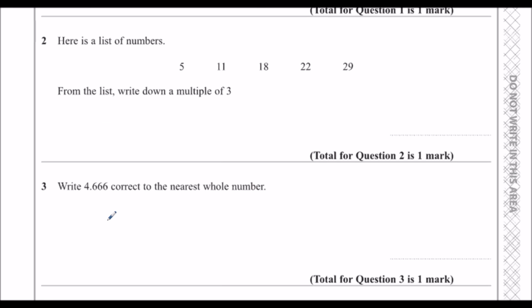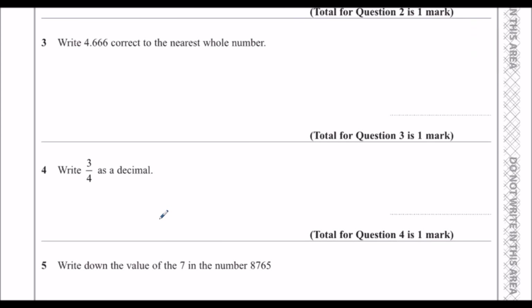Question 2. Here is a list of numbers. From the list, write down a multiple of 3. So which of these numbers that they've given us is in the 3 times table? 18 is in the 3 times table, so we write down 18.